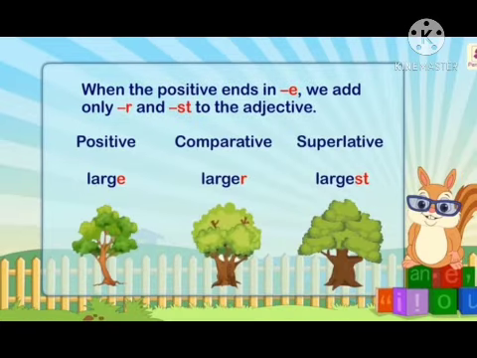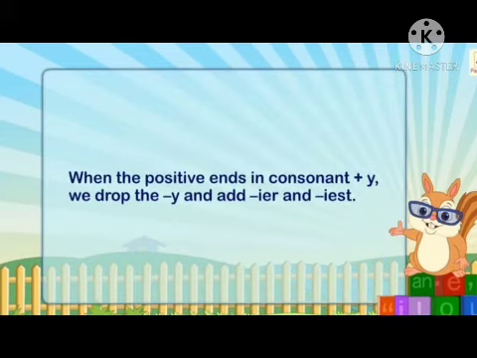So this is the example. See, positive degree large, the last letter is e. Okay, alphabet is e. Now in comparative we add what? R, and in superlative we add st. Okay, so large, larger, largest. Okay, let us see the next.